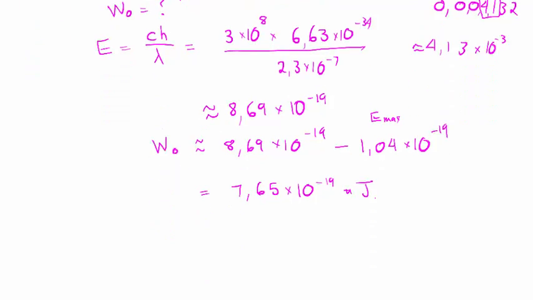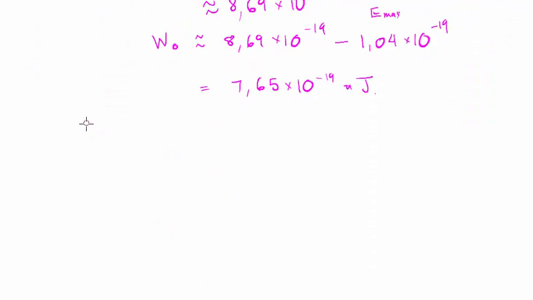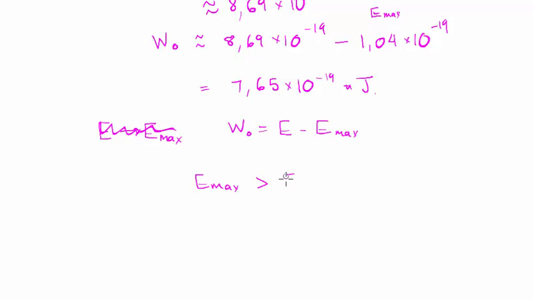So in other words, you can almost look at it like this, okay? My work function is equal to the energy from the light minus the maximum energy that my electrons have. Okay, but now I know that Emax is greater than E average.